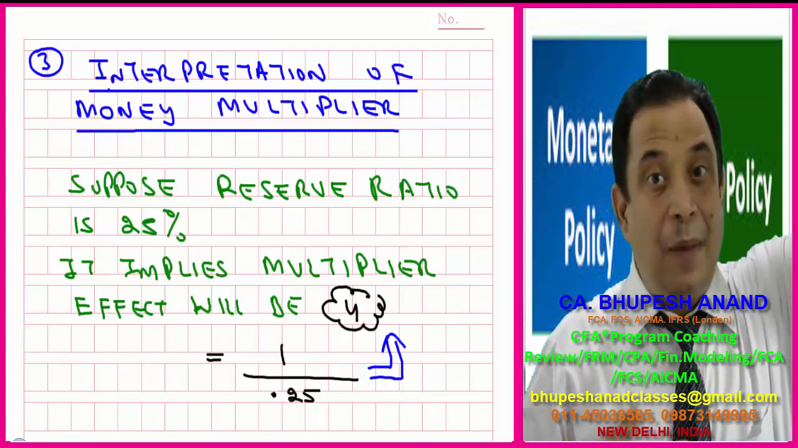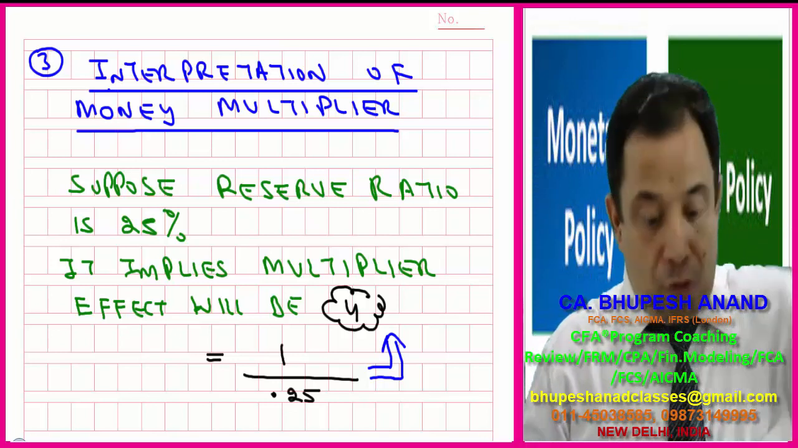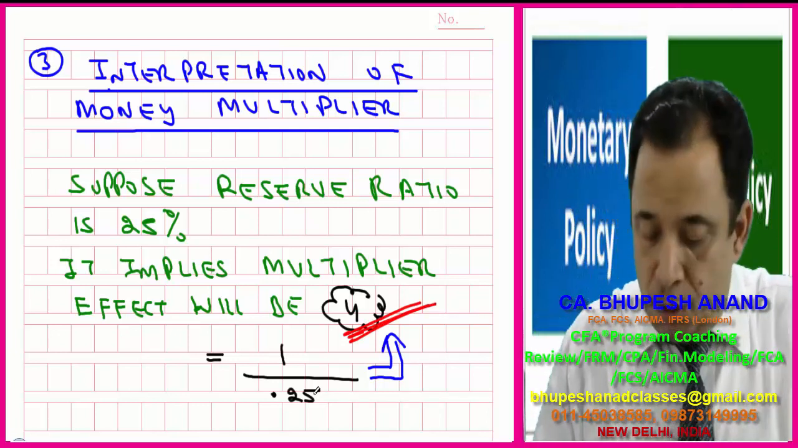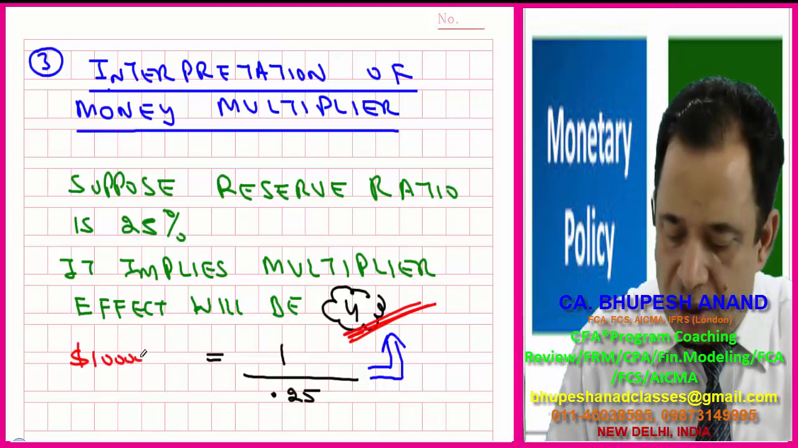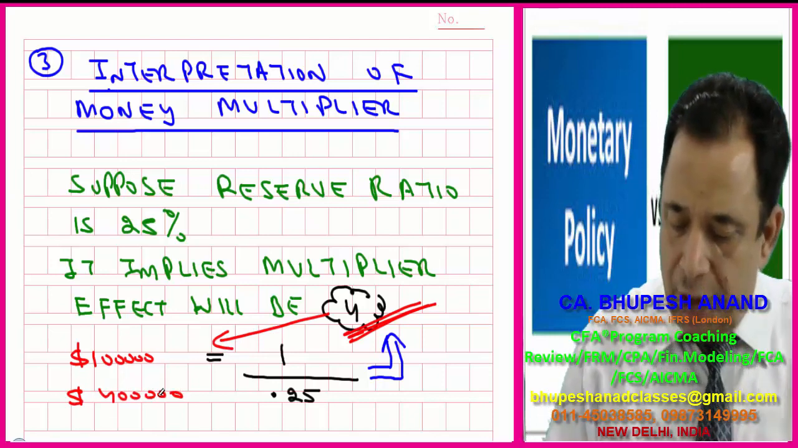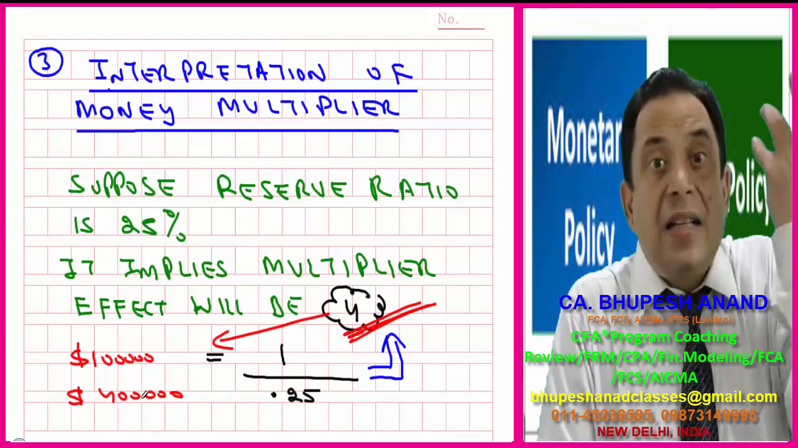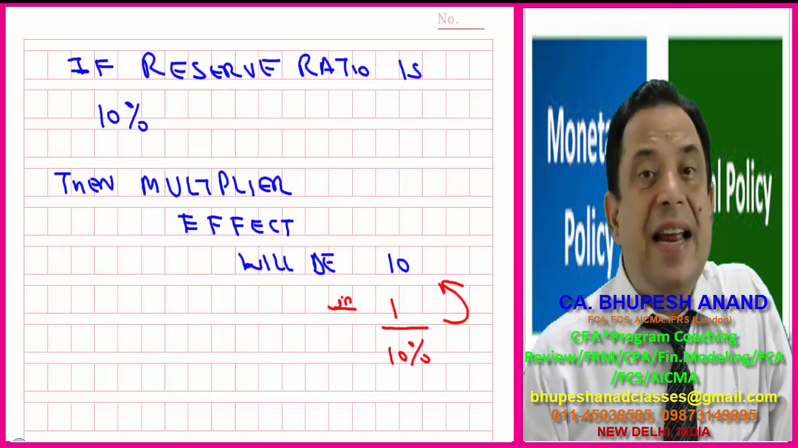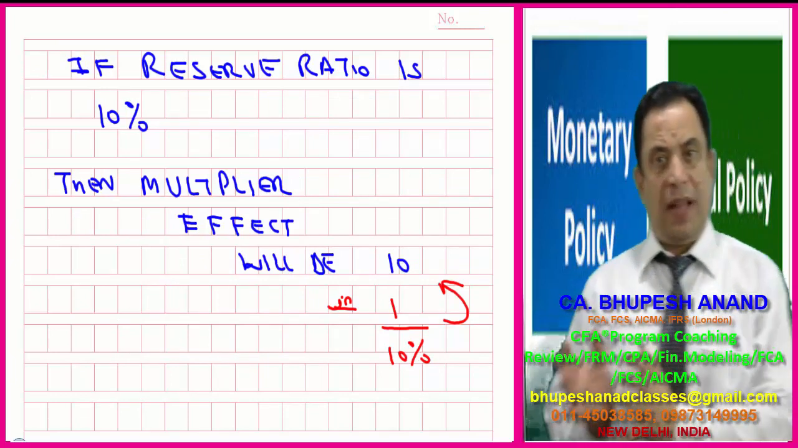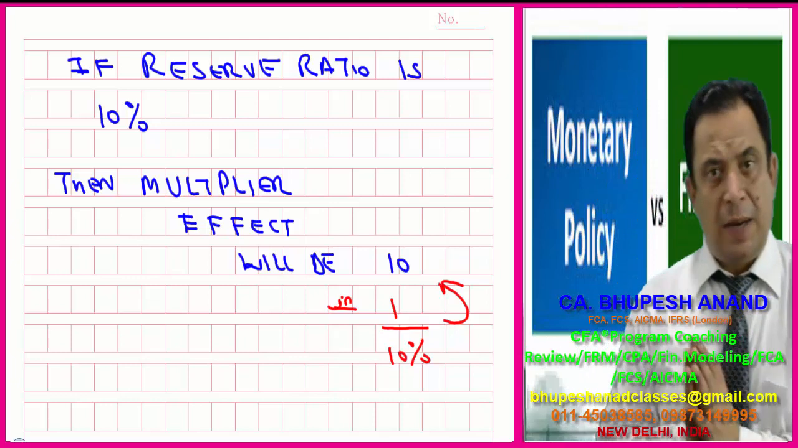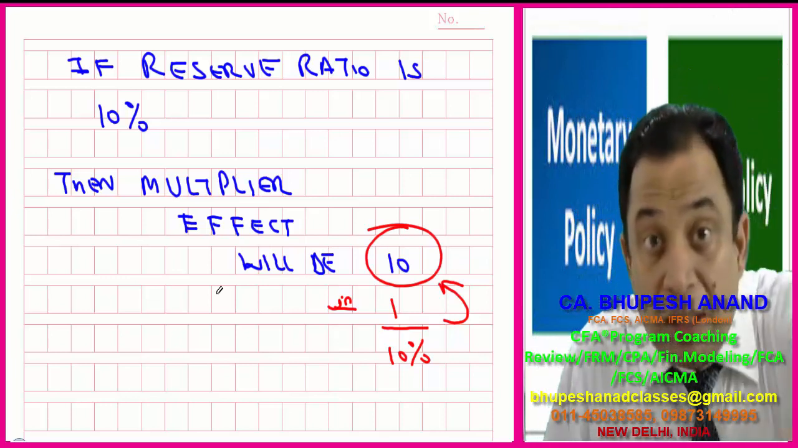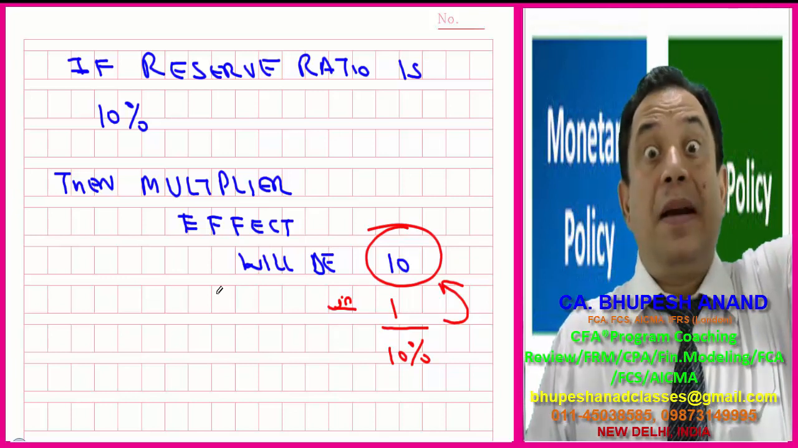In that case, the money multiplier effect will be 4 times. That is, if the US Fed has issued $1 lakh, and the money multiplier is 4, the money created will be equal to $4 lakh. The higher the money multiplier, the higher the money supply in the market. So that is named as money multiplier, and this is the relationship. Supposing the margin requirement is 10%, then 1 upon 10% is 10. It means the lower the margin, the higher the money supply and the higher the money multiplier effect.